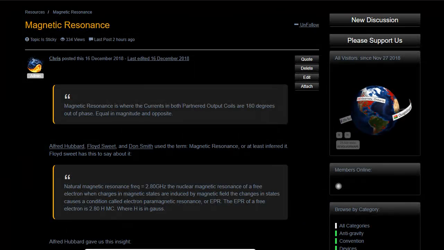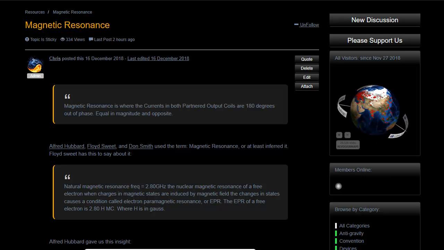So I just want to reiterate, magnetic resonance is very important. It's a resonance between the two output coils. The resonance between the two output coils is almost a capacitive inductance or inductive arrangement, but it's not. There's clearly no capacitor in there unless you count the coils themselves as capacitor plates.